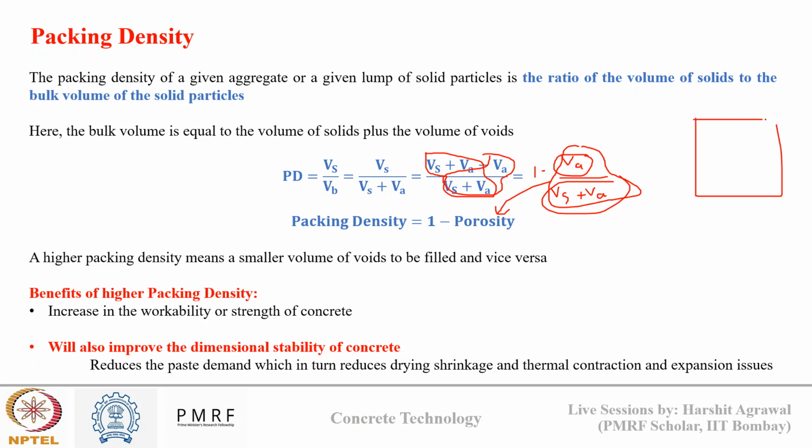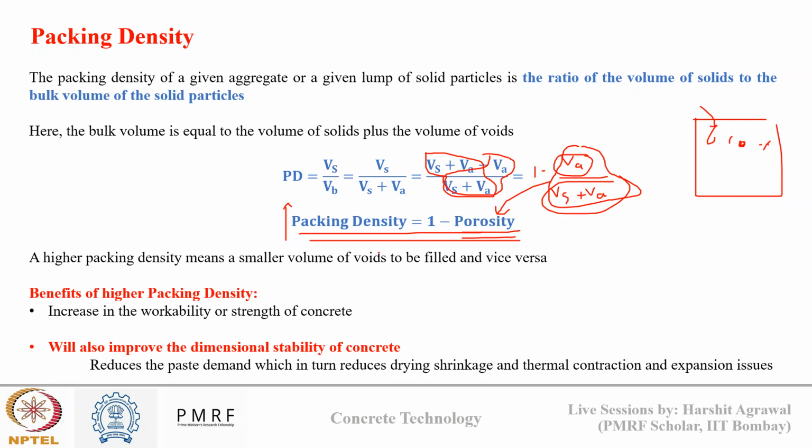Suppose this is my container, and in this container I filled aggregates. So what is the percentage air void in this container? It is known as the porosity. So packing density is nothing but 1 minus porosity. So lower is the percentage of air voids between aggregates, higher is my packing density.